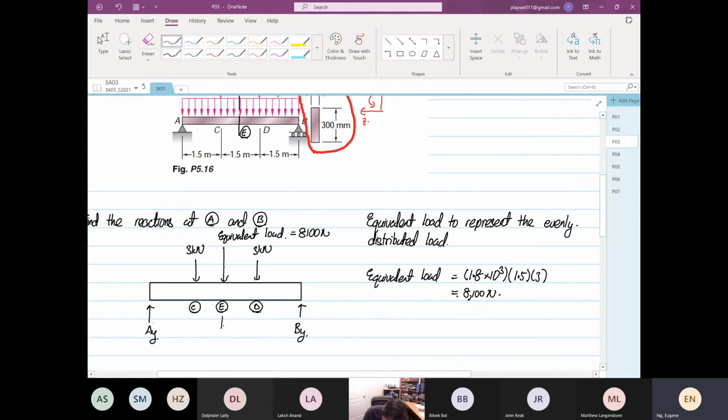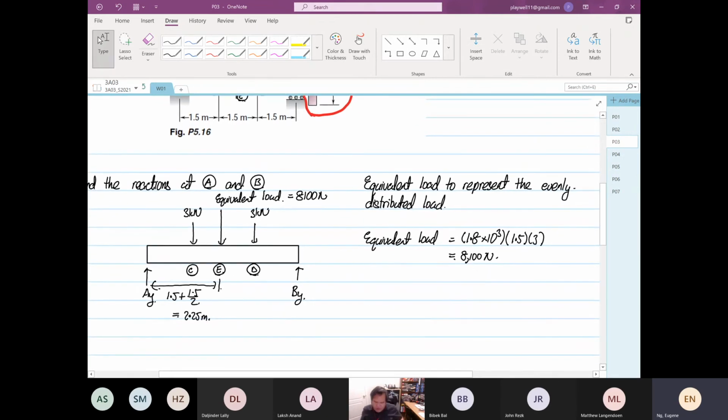And the distance from here to here will be 1.5 plus 1.5 divided by 2, right? So this is 1.5 divided by 2 plus 1.5, which is equal to 2.25. As I said, we want to find the reaction at point A and at point B.